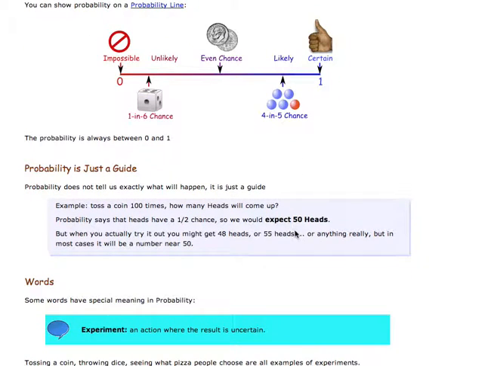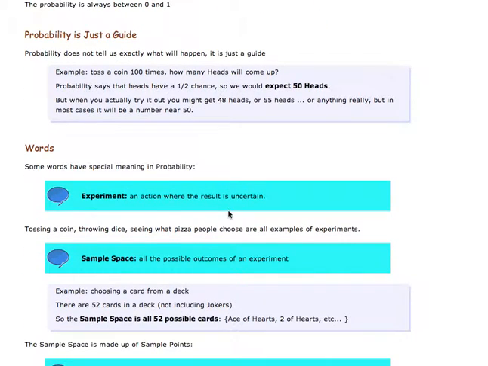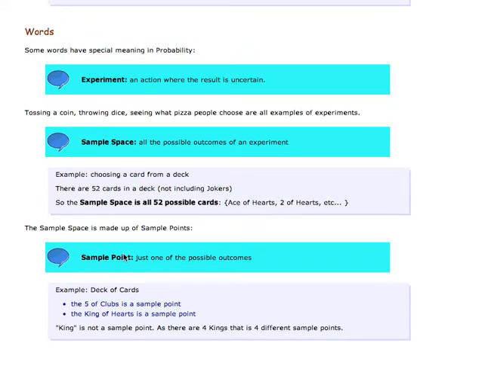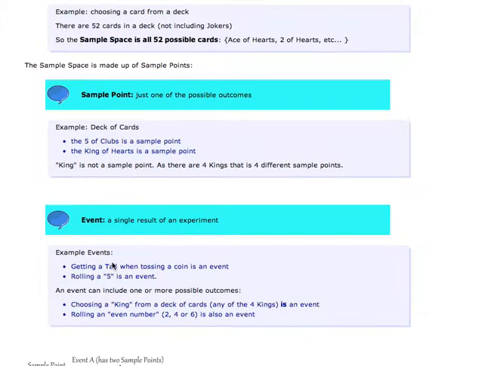They're talking about how it's just a guide. If you were to actually throw a coin a number of times, you wouldn't exactly get half of them heads and half of them tails. In future lessons, we're going to do some experiments where you can practice that and see how close we come to the 1/2. Here are some words: experiment, sample space, sample point, event.